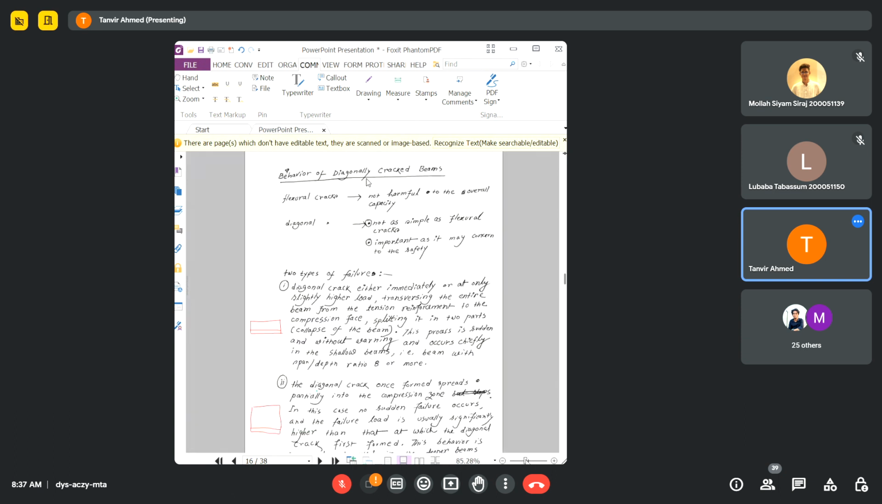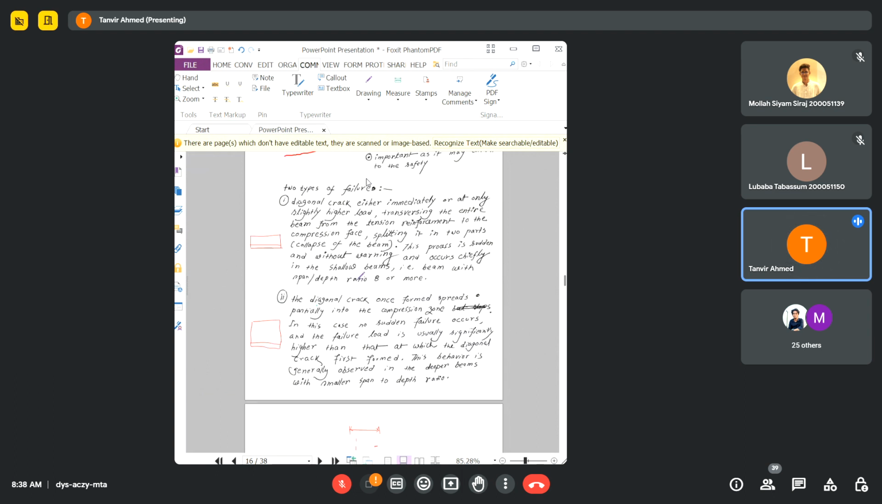Now behavior of diagonally cracked beams. Obviously you need the shear reinforcement for the diagonal cracks. Okay, you need the longitudinal reinforcement for the flexural cracks, but the longitudinal reinforcements cannot fully prevent the diagonal cracks from being formed. So to prevent the diagonal cracks from being formed, or to limit the propagation of the diagonal cracks, you need the shear reinforcement or the vertical stirrups.